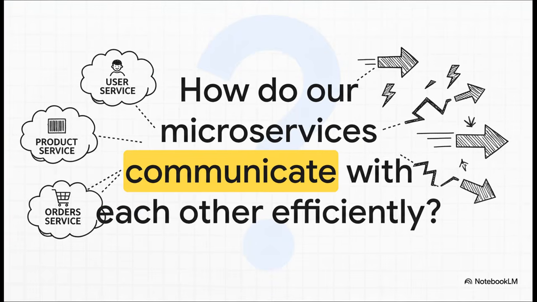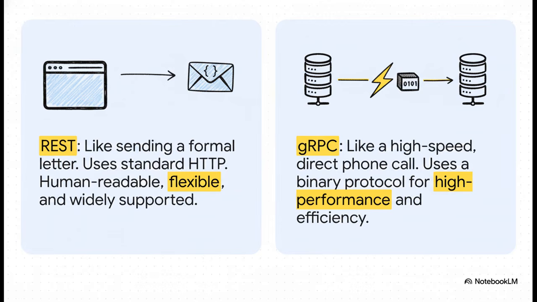And this leads us to the next big headache. Inside our system, we might have a service for users, one for products, another for payments. You get the idea. They constantly need to talk to each other. How do they do that without it being slow and messy? The choice we make here is going to have a huge impact on how fast our whole system feels. We've got 2 main dialects they can speak.